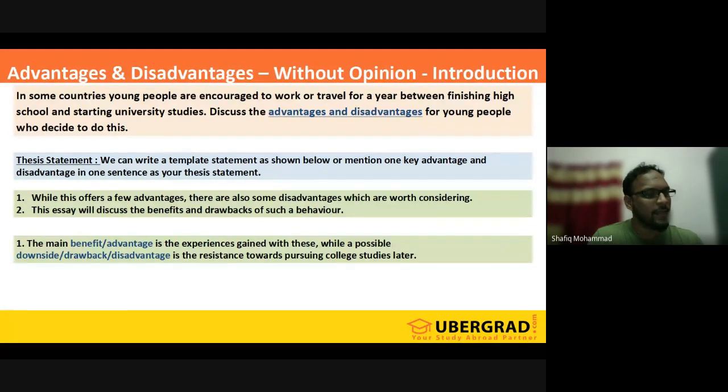Yes. Then Krishna Purana: in this contemporary era, youngsters decide to travel or work after their studies. They take a gap of 1 year between high school and university studies. This essay will discuss both the ways. Okay, good one.